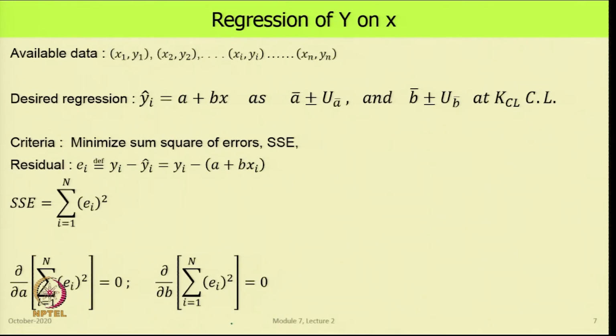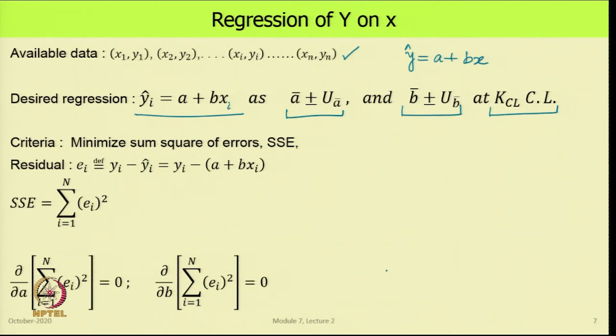So, how do we develop regression of y on x? We have all these data points x 1 y 1, x 2 y 2, x I y I, up to x n y n. This is what we have. The desired regression is y hat is equal to a plus b x, and we want the answer as a plus minus u a bar, b plus minus u b bar at a certain confidence level.